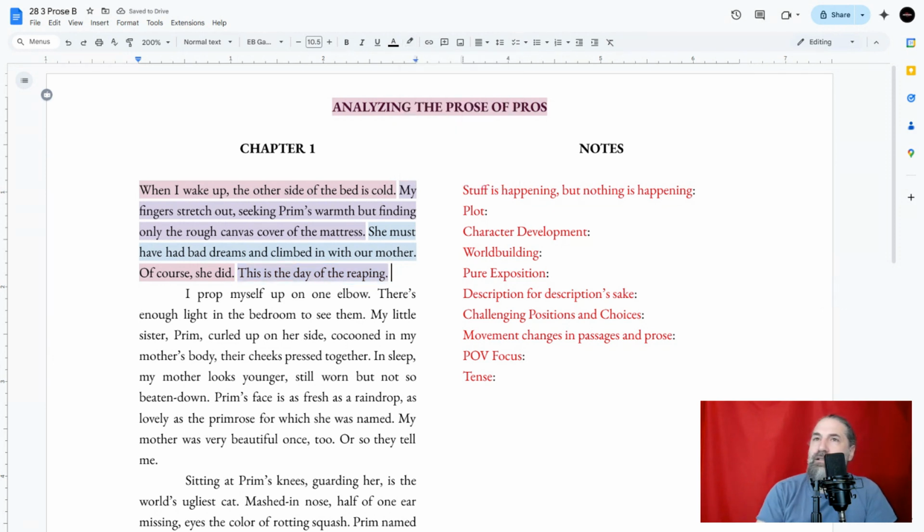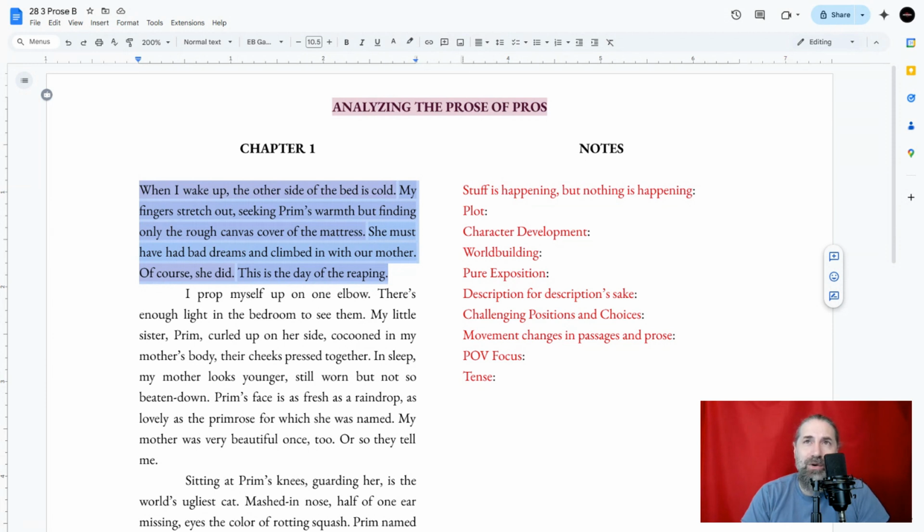"This is the day of the reaping." All right. I would say this is more plot and world building than it is character, but it is through Katniss's POV, and this is her thought. And we're attaching "this is the day of the reaping" to "of course she did. She had bad dreams." And now all of this takes on a new context. She's waking up on the day of the reaping.